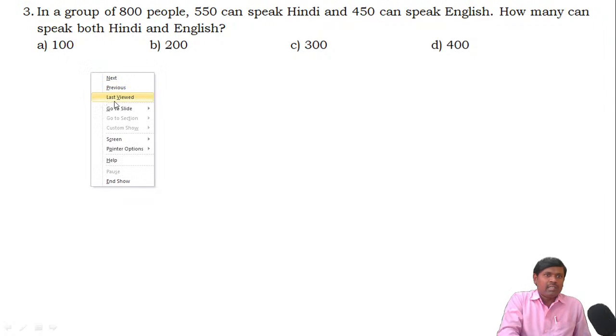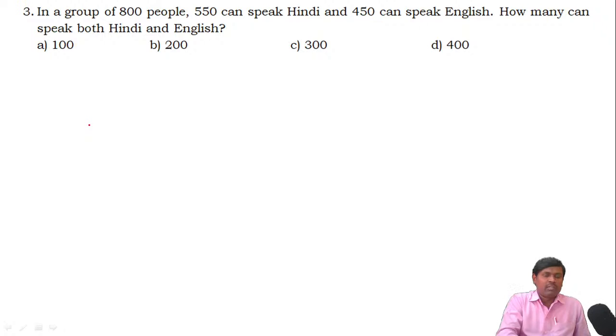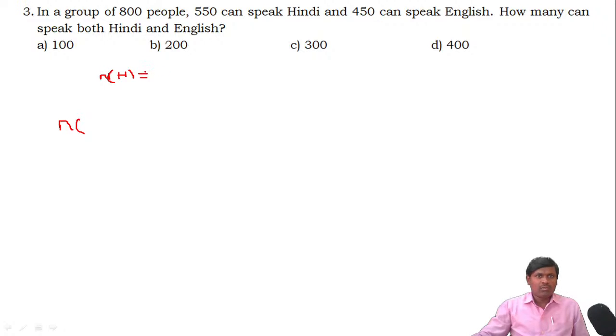So here, in a group of 800 students, the number of people who can speak Hindi is taken as n of H, which is equal to 550. And the number of people who can speak English is taken as n of E, which is 450.